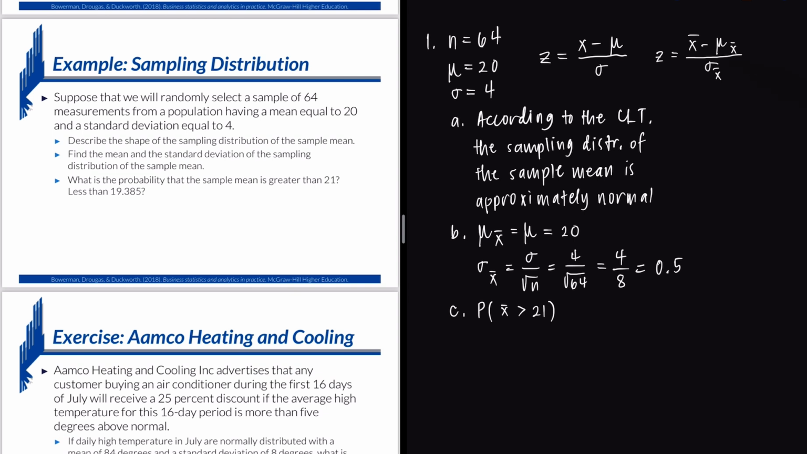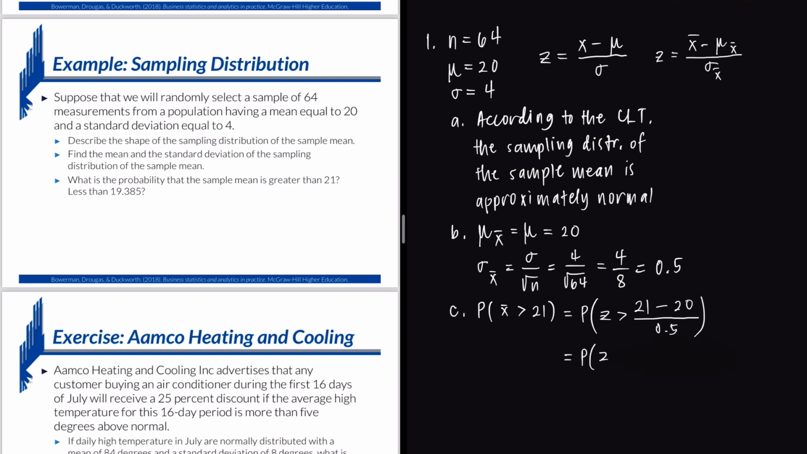And these two parameters here were already computed in the previous step. So we will use these parameters in order to convert x bar to z. In this particular question, we will convert x bar of 21 to z, and that should be x bar of 21 minus mu sub x bar of 20 divided by sigma sub x bar of 0.5.